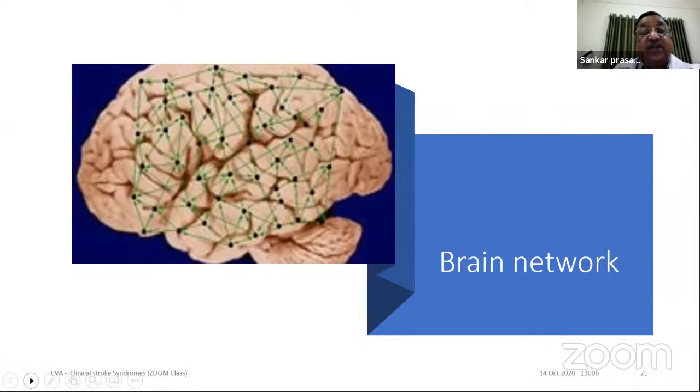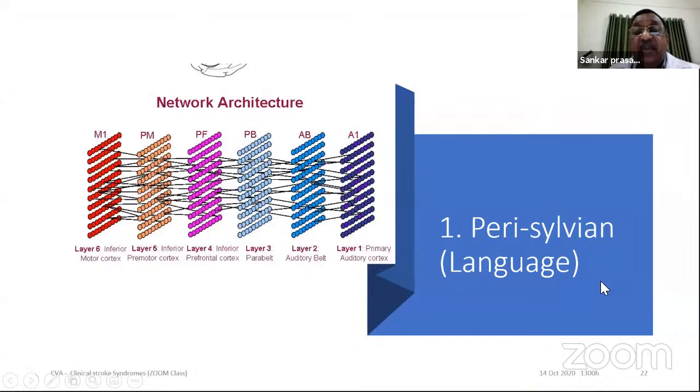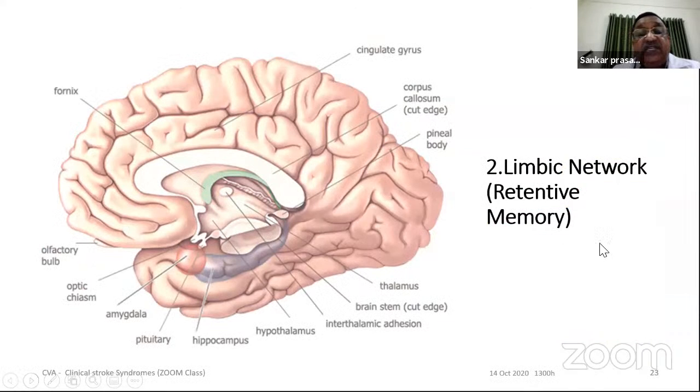That is called a brain network, and the important networks are the language perisylvian network, which is the primary auditory cortex, the arcuate fasciculus, which will take it to the inferior motor cortex. So this is a big network that can get affected in stroke, and you can cause aphasias in stroke. Aphasias can happen for various other reasons also. Stroke also gives rise to it because of the disruption, and the aphasia that results depends on which area is involved. Then you have the limbic network or retentive memory.